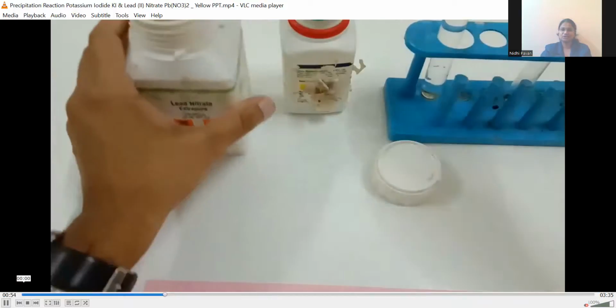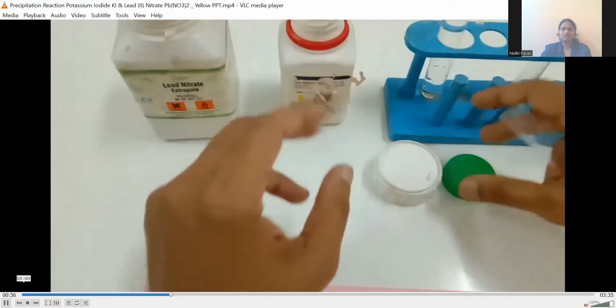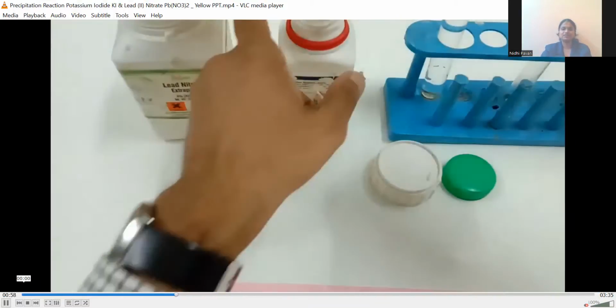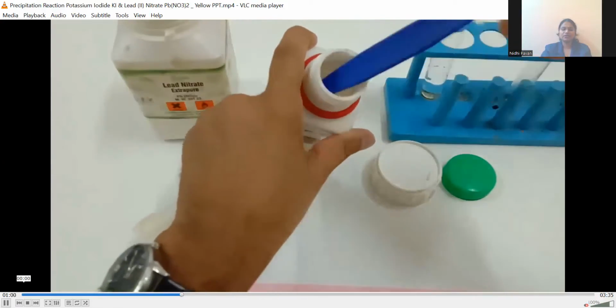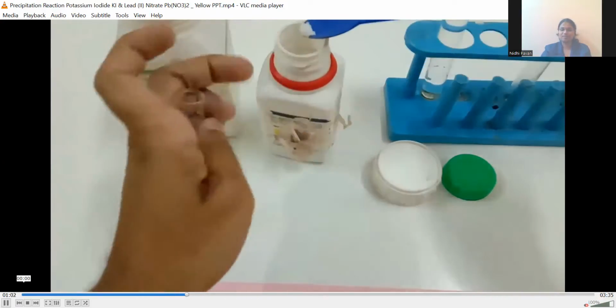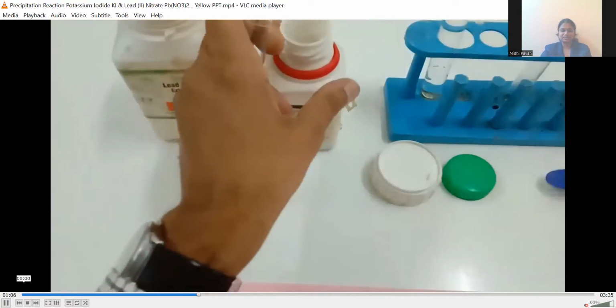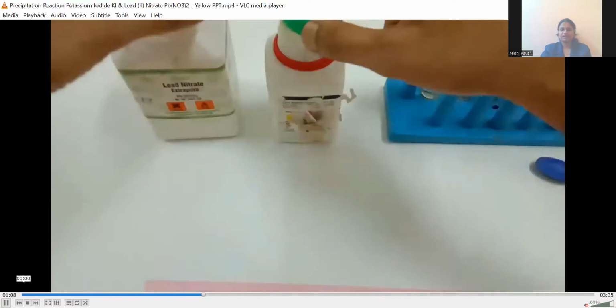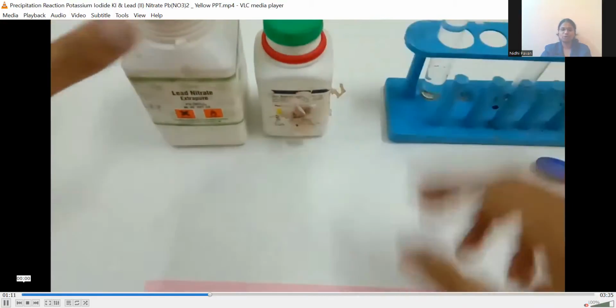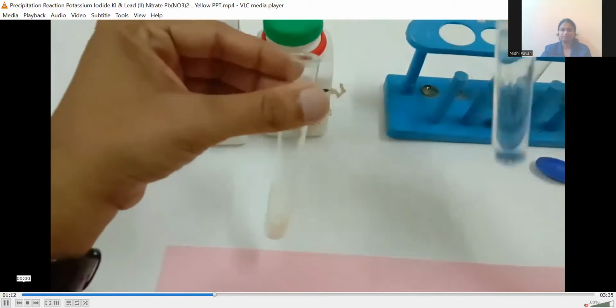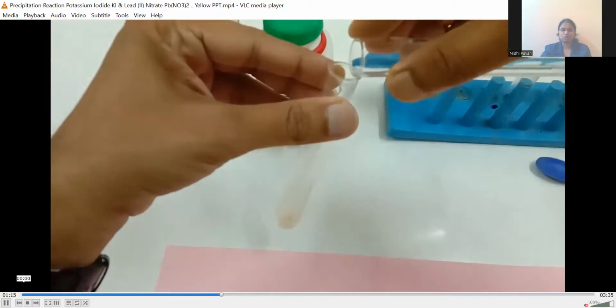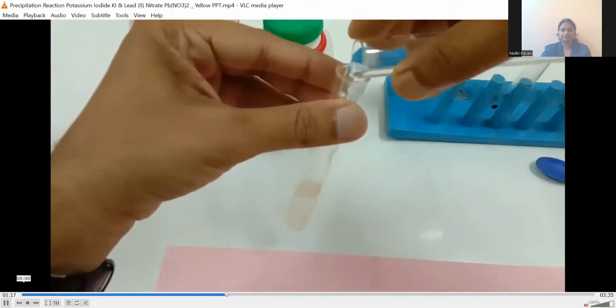In another test tube, they took potassium iodide crystals. So let us see the color of potassium iodide. You can observe that it is also white in color, which is taken in another test tube. Now they are going to make the solution of both the chemicals. See, they are preparing the solution of potassium iodide.